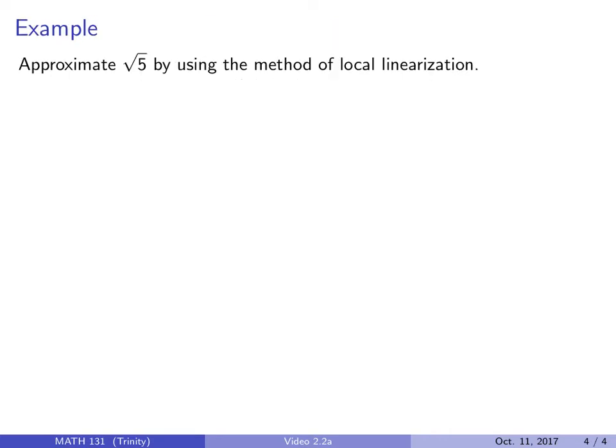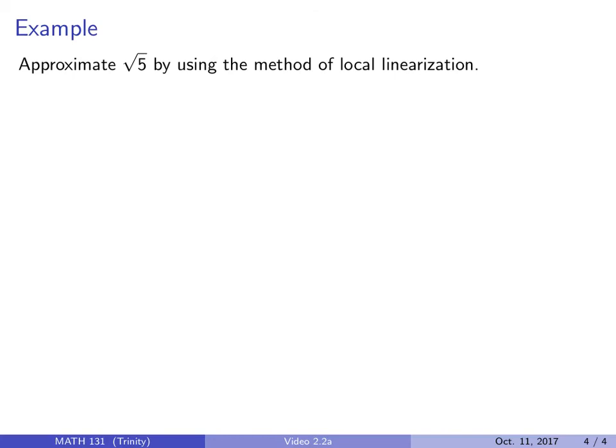Let's work through an example. Say I want to approximate the square root of 5. I know that the square root of 4 is 2, so the square root of 5 has to be slightly bigger than that, but maybe I want to be a little bit more exact. So we're going to use the idea of local linearization to do this.